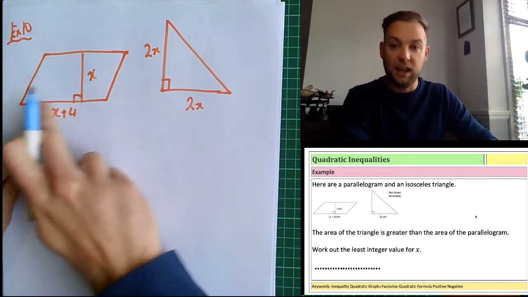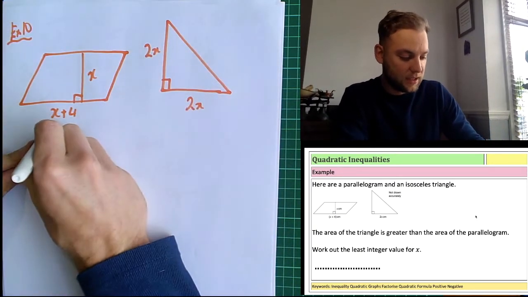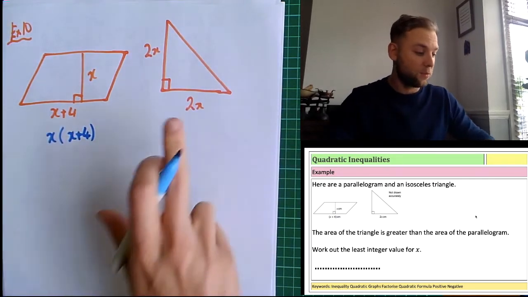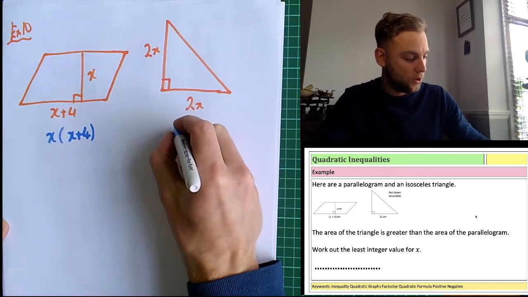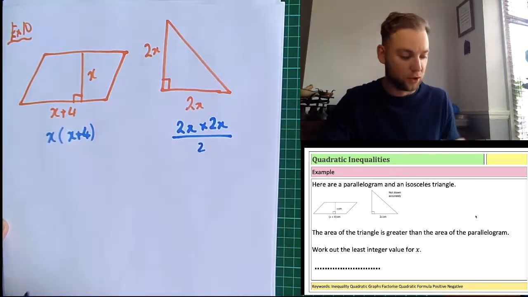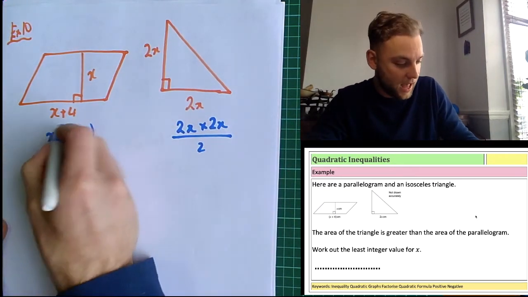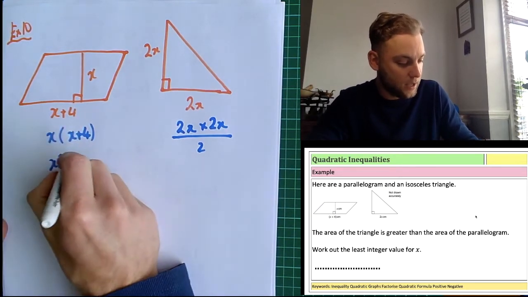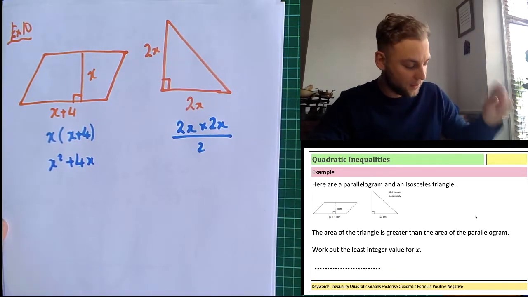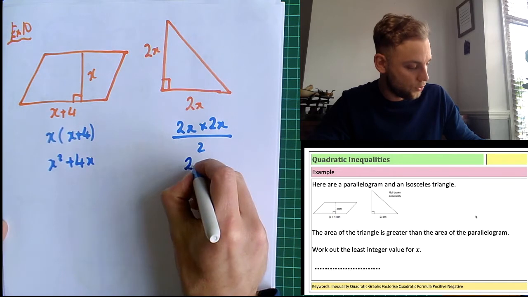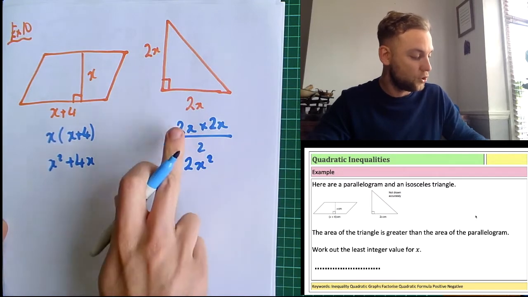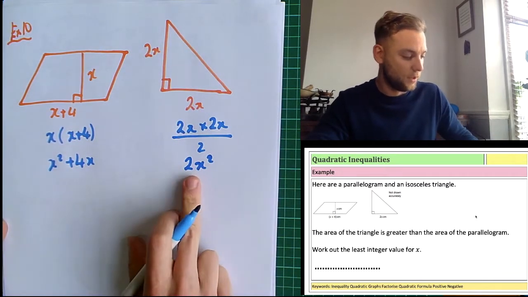The area of this one is going to be the base times the perpendicular height, which is x times x plus 4. That's fine. And this one here is going to be base times height divided by 2, so 2x times 2x divided by 2, because it's a triangle. So let's just expand these out. x times x is x squared. x times 4 is 4x. This one here, 2x times 2x is 4x squared, divided by 2 is 2x squared.